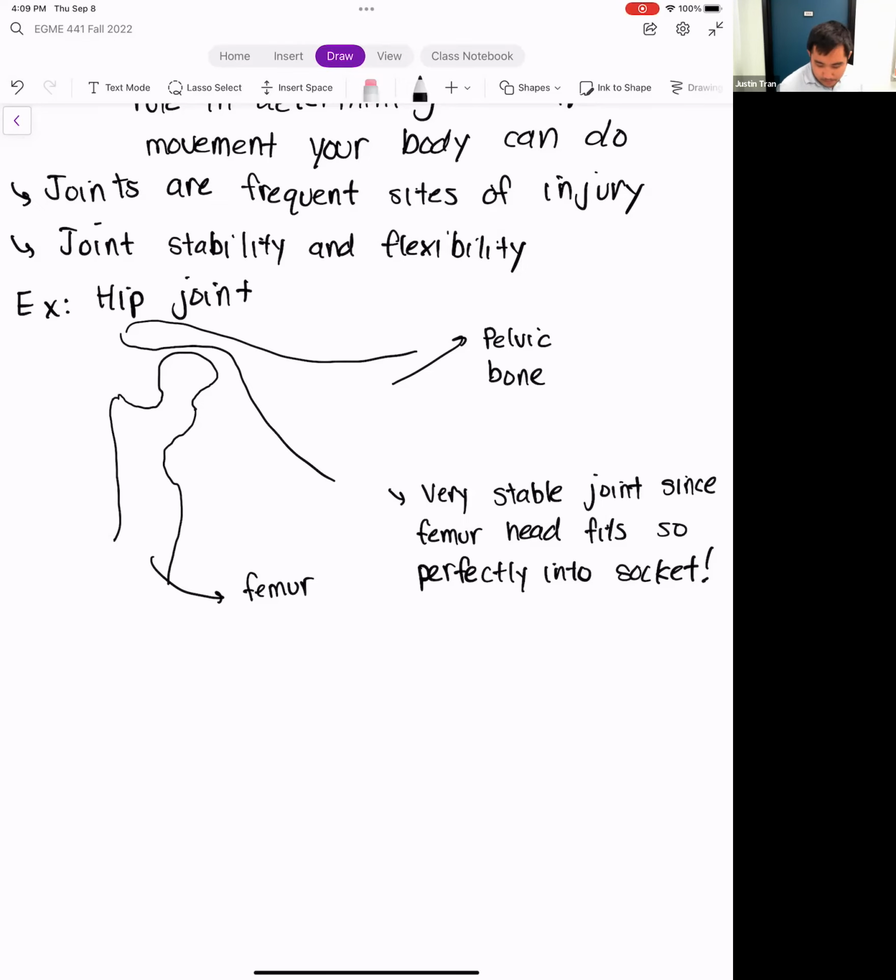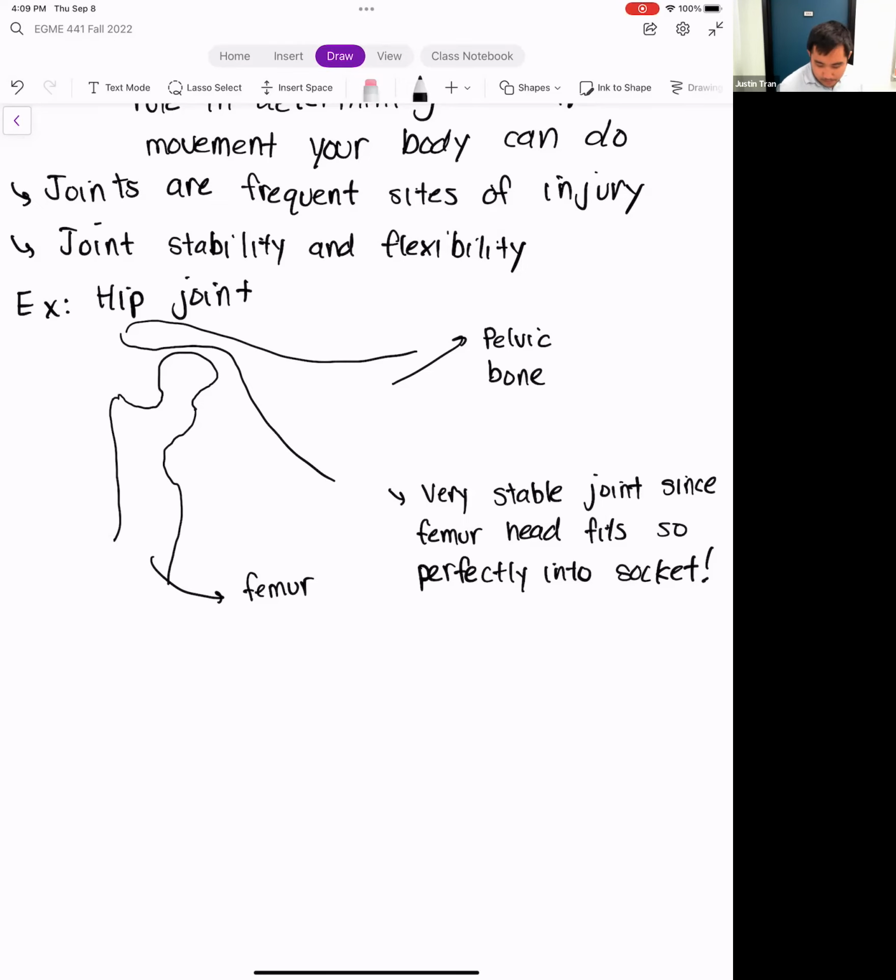Okay. I had to put that in there because I think it's good to see an example of a joint, and I just really appreciate the design of this joint. All right. Any questions on this so far?